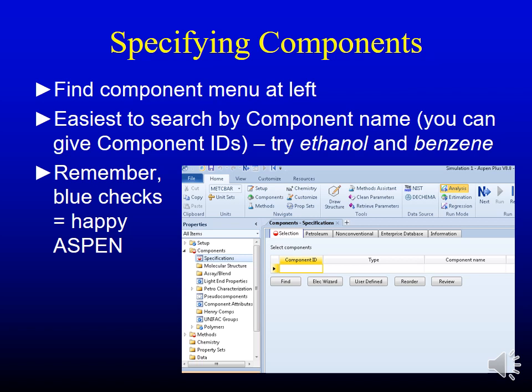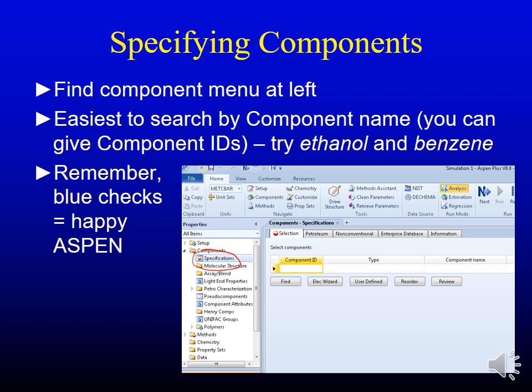Now, as far as specifying components, you need to find the component menu on the left-hand side, which is here, and you need to specify what components you actually have. The easiest way to search is by the component name. You can give component IDs, but the name usually you want to actually search in order to be able to find the right components. So for example, you could add ethanol and you could add benzene and whatever your mixture actually contains. So hopefully this is familiar.